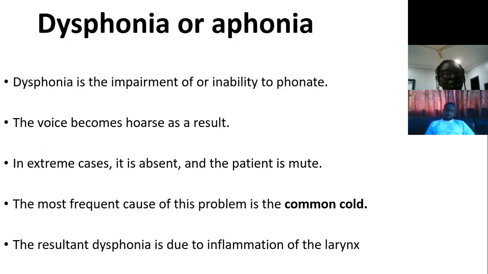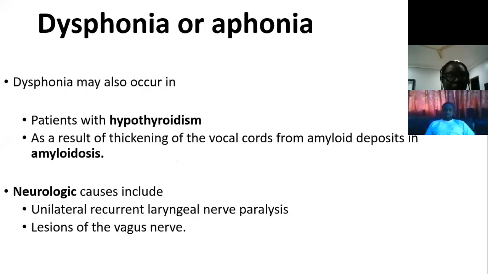Another assessment of higher mental function is the speech. And speech abnormalities include dysphonia, dysarthria, and then dysphasia. We'll look at each of them in detail. When we say a patient has dysphonia or aphonia, it means that they are unable to produce the sound, or they have an inability to phonate. And as a result of this, there's hoarseness of the voice. This usually means that there's a problem with the voice box or the larynx, and the commonest cause is the common cold. Other causes are hypothyroidism or amyloidosis.